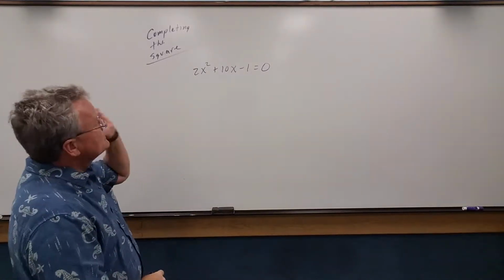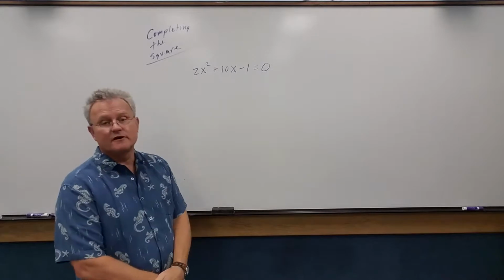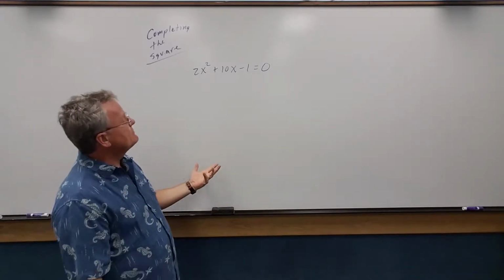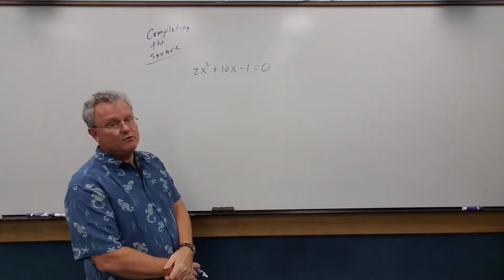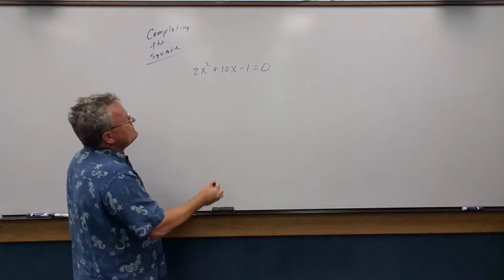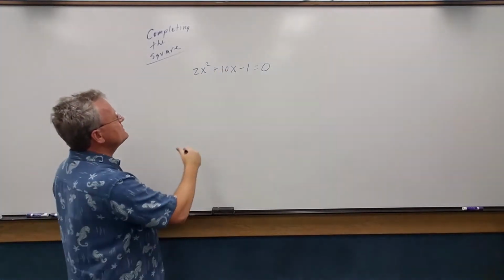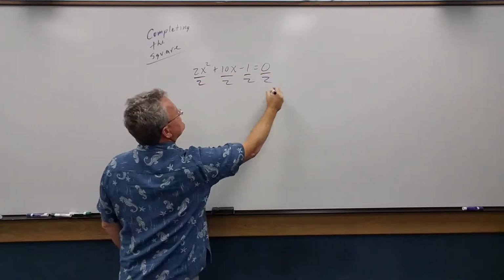In this example, we're going to again solve by completing the square, but notice the number in front of x squared is not 1. All right, so the first step is we want that number in front of x squared to be 1. Well, to get it to be 1, all we got to do is divide everything by 2. Divide both sides of the equation by 2.